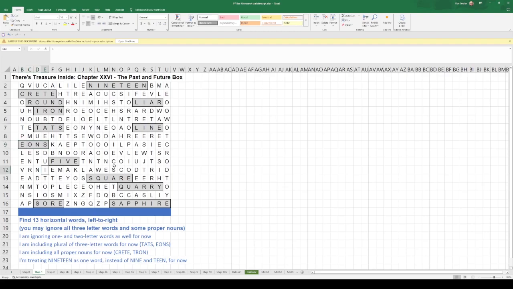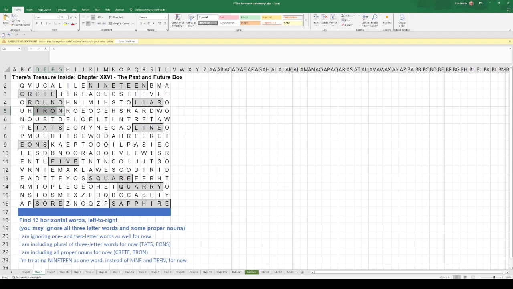So for now, I'm including these 13, and I'm including Crete. It's a proper noun because it says some proper nouns should be ignored. I don't know which ones to ignore. So for now, I'm keeping them in. And Tron, I particularly like including this word because Tron was a popular movie and video game in the 80s, at the time of the author's childhood.